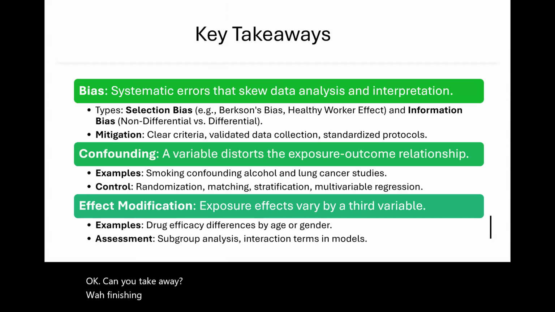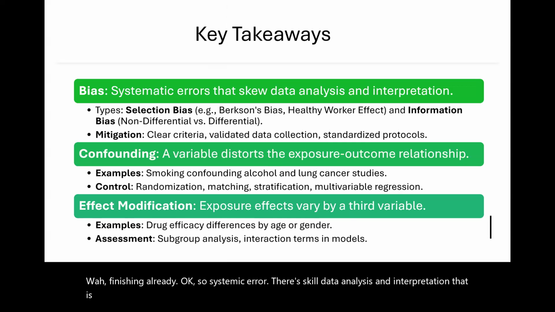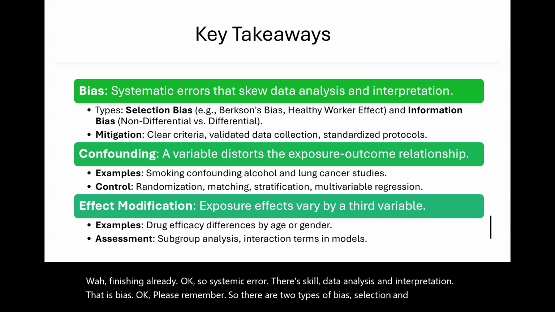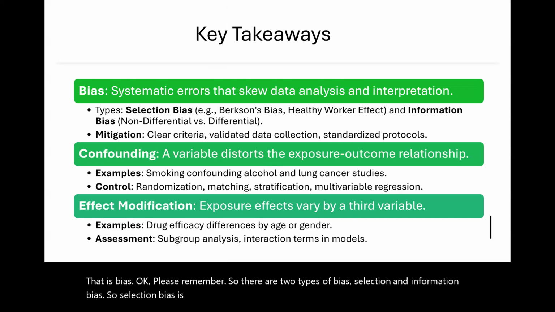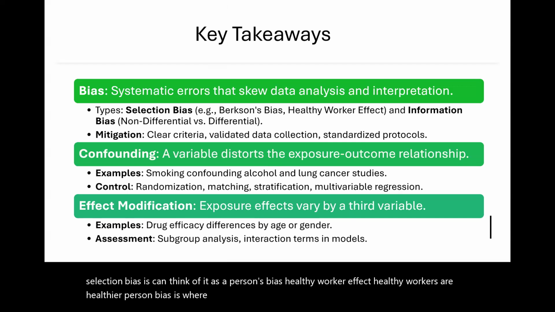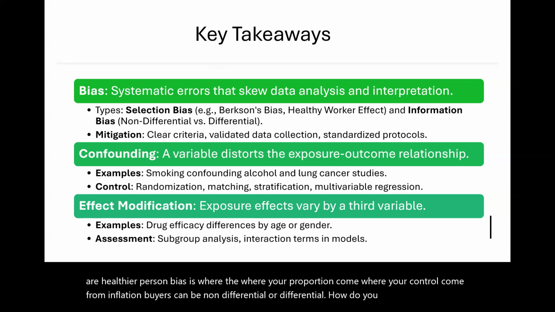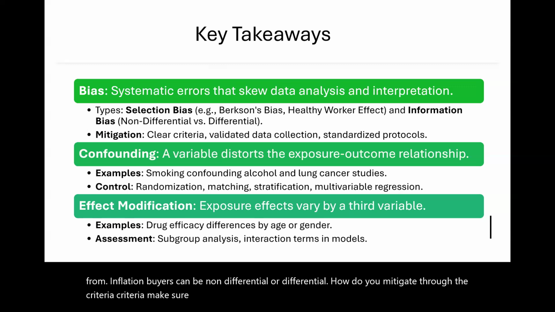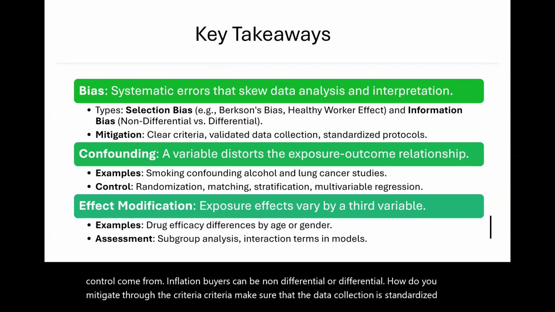Systematic error skews data analysis and interpretation. That is bias. Remember, there are two types of bias, selection and information bias. Selection bias, think of it as a person's bias, like the healthy worker effect, where your control population comes from. Information bias can be non-differential or differential. How do you mitigate it? Through clear criteria, and making sure data collection and protocol are standardized.